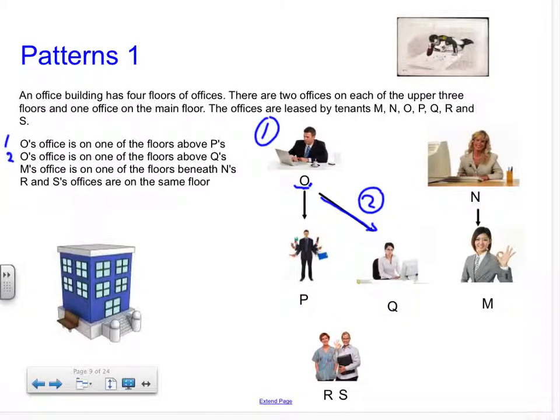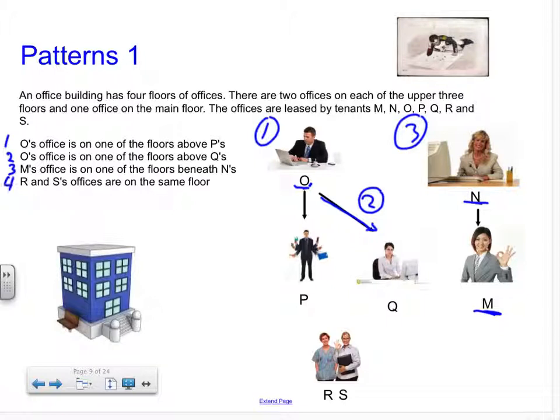Let's take a look at the third condition. The third condition reads as follows. M's office is on one of the floors beneath N's. So here's our third condition right here. We have M's office down here, and it's below N's. Again, we don't know if it's directly below N. We just know that it's on one of the floors that occurs below N.